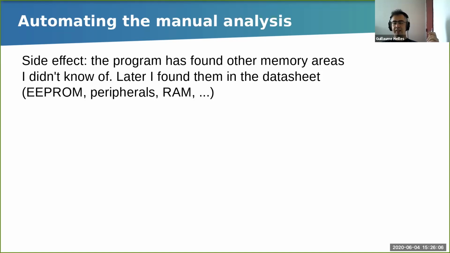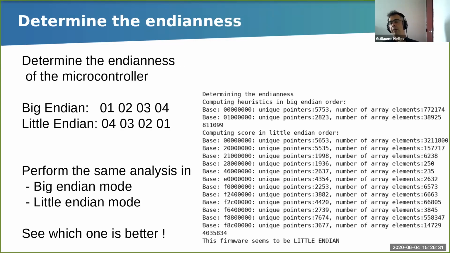A fun side effect is that just by doing the statistical analysis, the program was able to find other areas in memory I did not know of. Most of the time, I'm most interested in the flash memory, but this program showed me other areas of interest like EEPROM, RAM, peripherals, and so on. It was just fun to see that as a side effect. It's not directly usable like that. You will get information, but it's not enough to be very useful. So what do you need more?